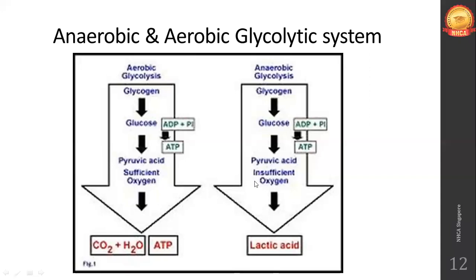So these are the three mechanisms through which energy is produced. The first was your ATP PC system, then you have the anaerobic glycolytic system, and then you have the aerobic glycolytic system. These are the three systems of producing energy in your body. In detail, it is given in the textbook. The same thing that I have explained is given in detail in the textbook. Just go through it, on page number 22 and 23.